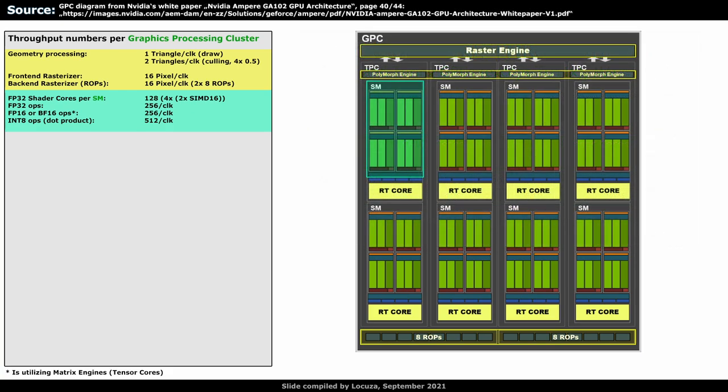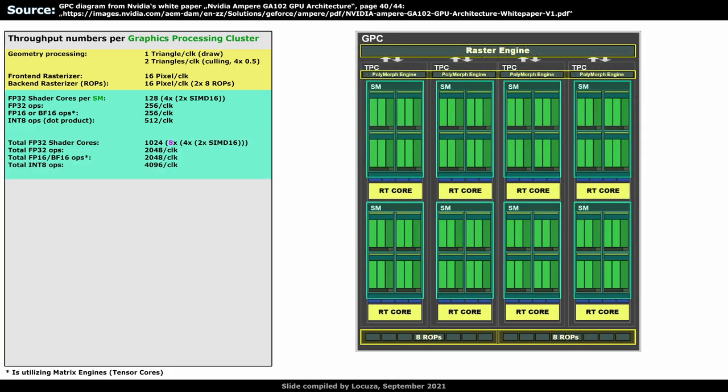Since a GPC from the GA104 has 8 SM units, we are getting 2048 FP32 operations per clock cycle, twice as much as on Intel and a bit below the throughput numbers of the Navi 22 shader engine. For other shader core operation types, it looks quite different though.